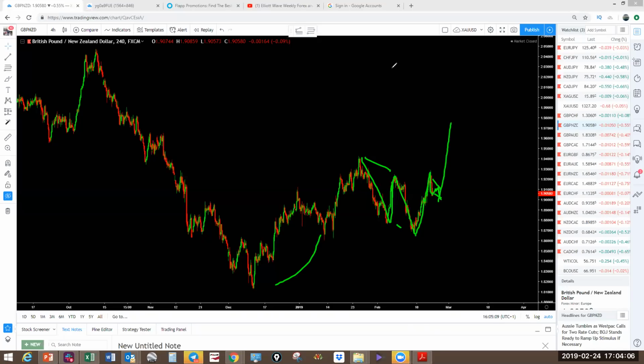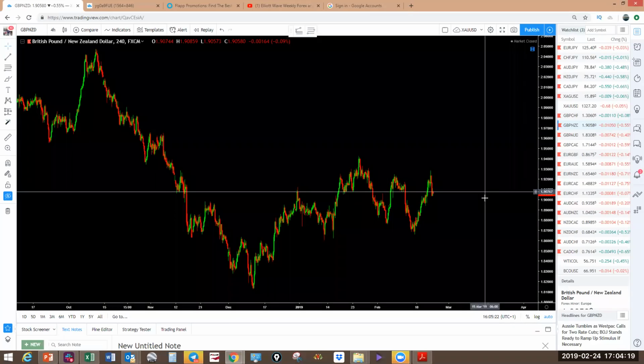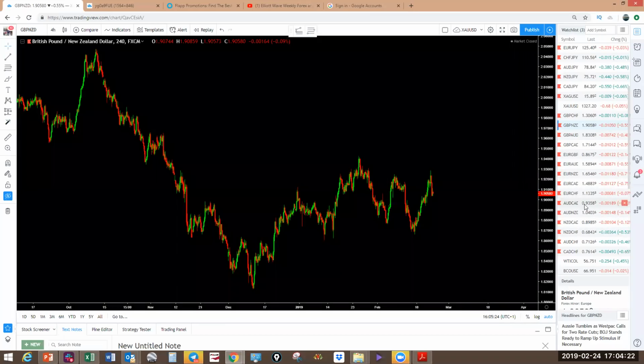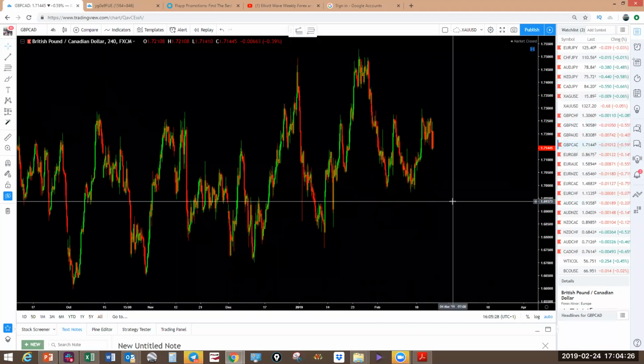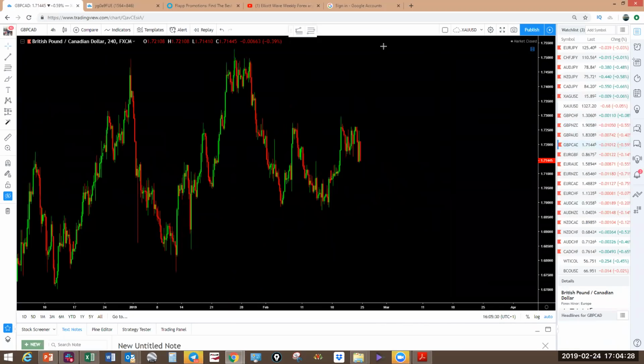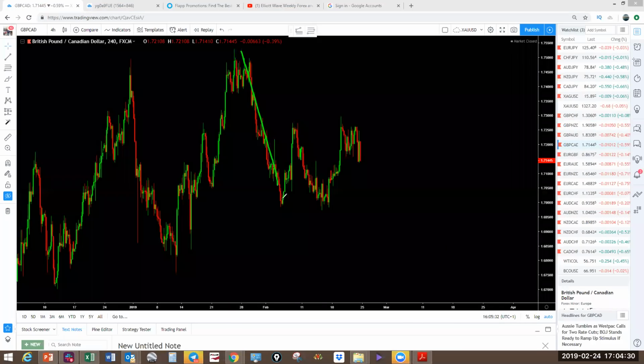Because the structure that we are looking at is this one: 1, 2, 3 up, 1, 2, 3 back, and maybe another move to the upside before we get the drop. So these pound pairs' corrections still need to complete. That's pound New Zealand, pound CAD. Pound CAD looks like it has made an impulsive move now, then a correction. So we need to see what is happening with this structure.